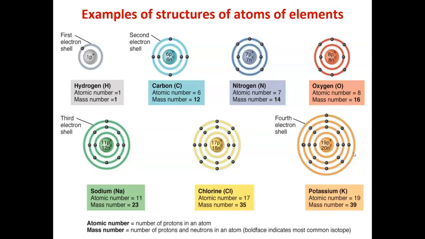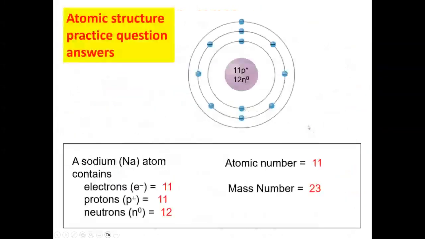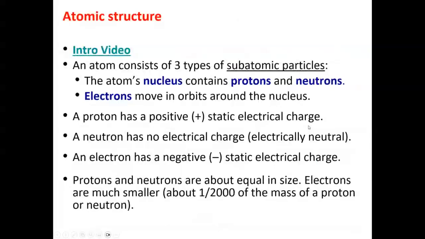So helium is just 1 proton, 1 neutron, and 2 electrons. That's stable because there's 1 electron shell and it's full. It can't hold any more than that. So this is stable, and look back at the periodic table, and it's in that right-hand column.